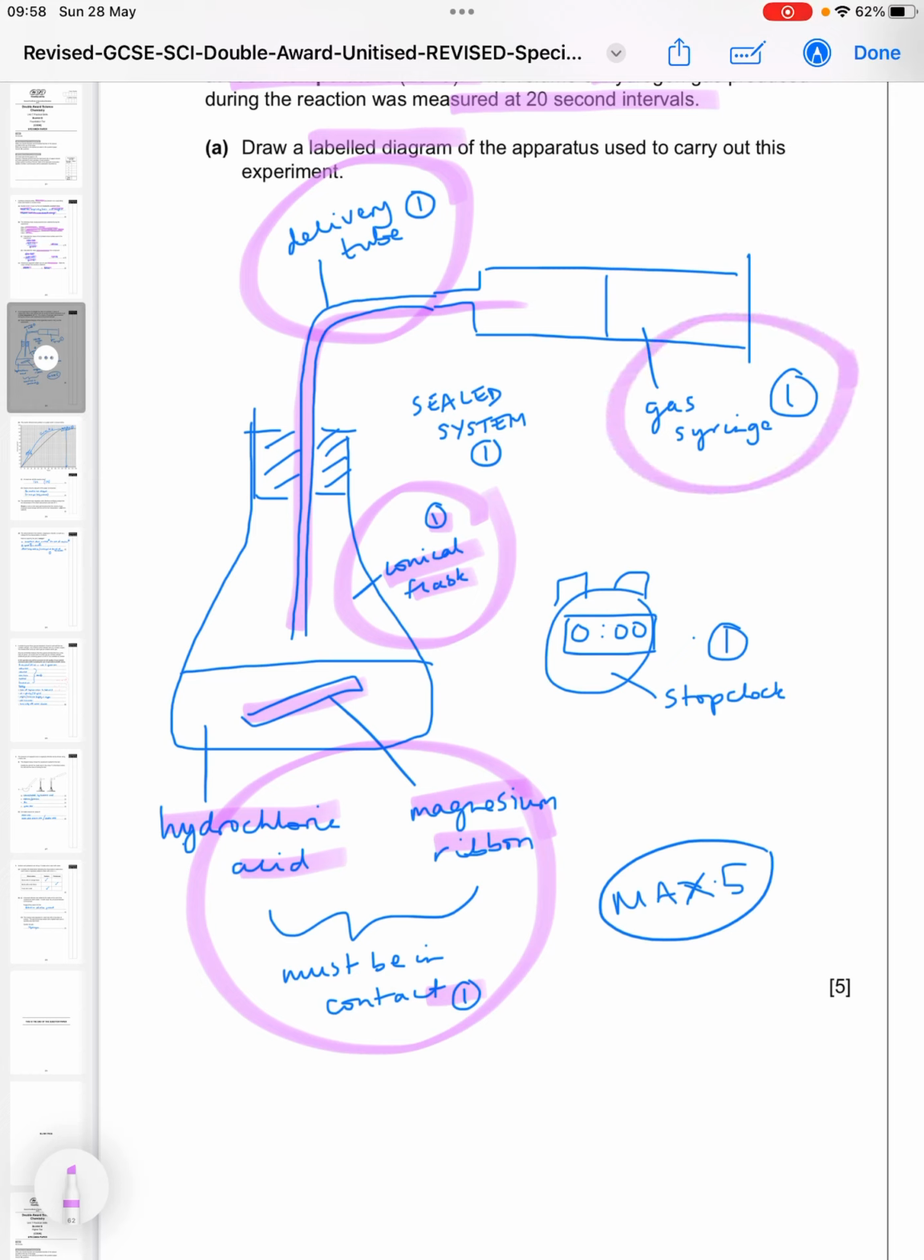4th mark for gas syringe. And then for having that all as a sealed system, so I have here drawn in a little cork or a rubber bung, so that was a mark as well. And then finally, because it says at 20-second intervals up here, then a stop clock or a stopwatch or some other timer. So maximum of 5 for that, from any 5 of those completed correctly.